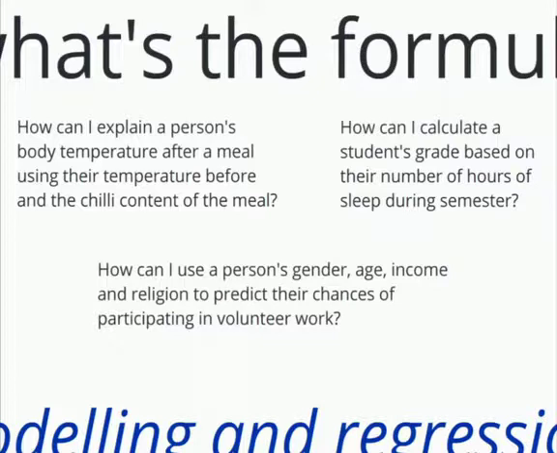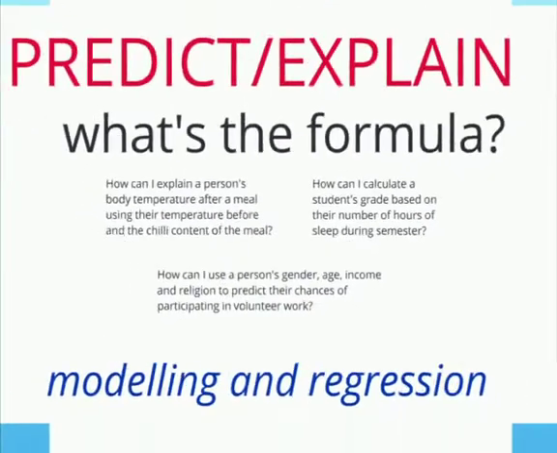So how can I use a person's gender, age, income and religion to predict their chances of participating in volunteer work? Presumably I can get some sort of formula where I can say if it's yes for gender it'll be a 1, put all these ones and zeros in, and it comes out with a probability. Okay, that's the idea behind it.